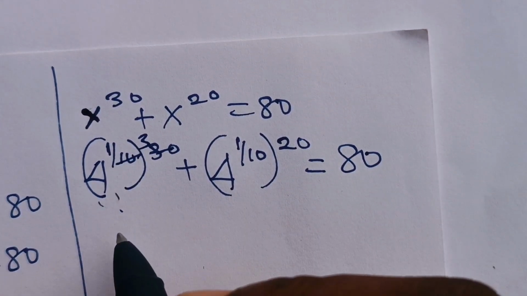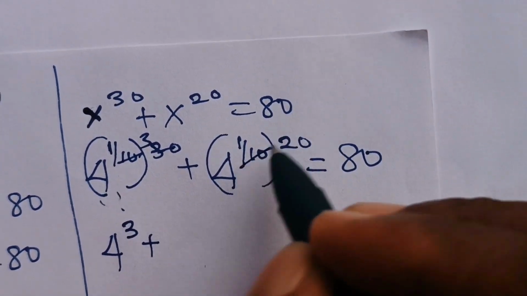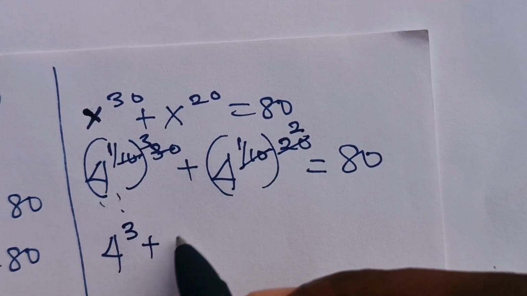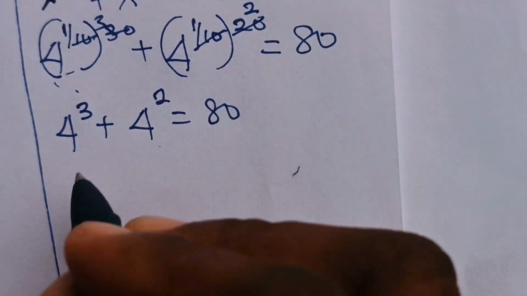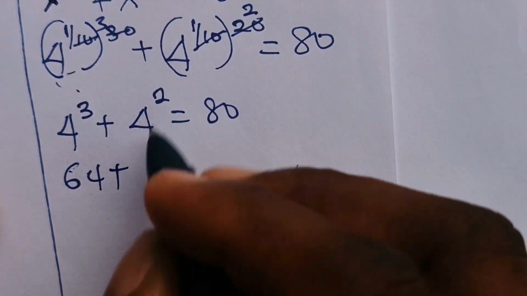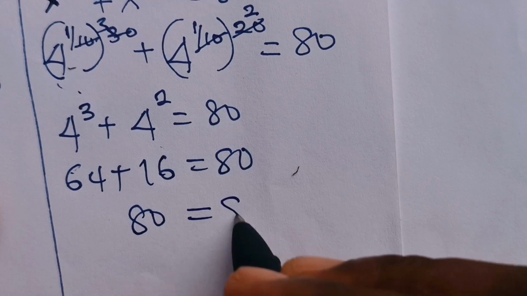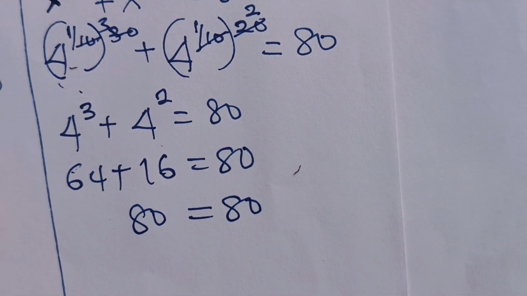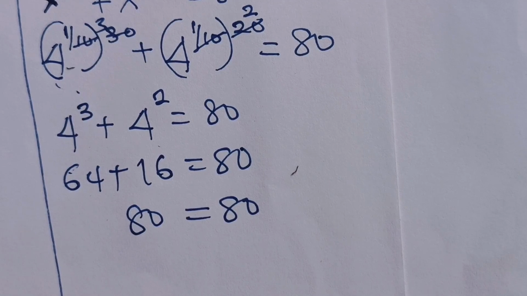So we multiply both powers. 1 over 10 multiplied by 30 gives us 3, right? So we have 4 to the power of 3. The same thing, 1 over 10 multiplied by 20 will give us 2. So there we have 4 to the power of 3 plus 4 to the power of 2 equals 80. And 4 to the power of 3 is 64. 4 to the power of 2 is 16. And 64 plus 16 is 80. And 80 is equal to 80.